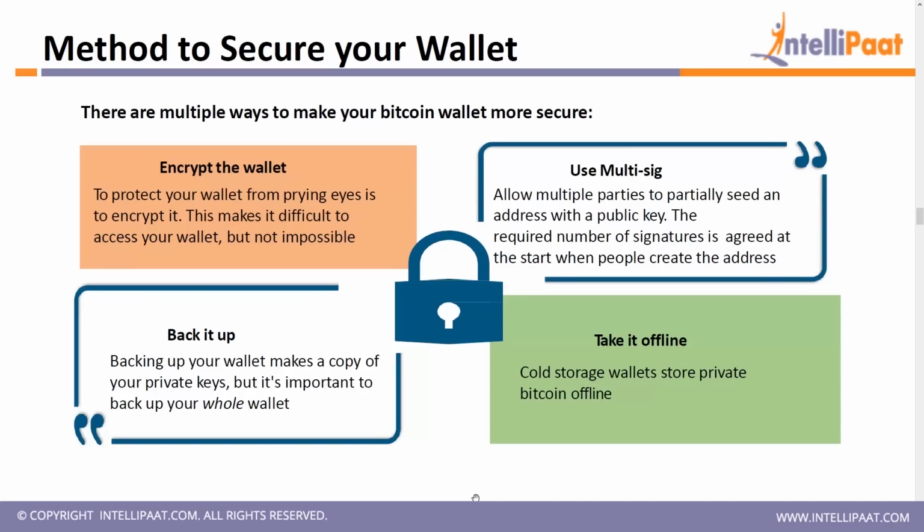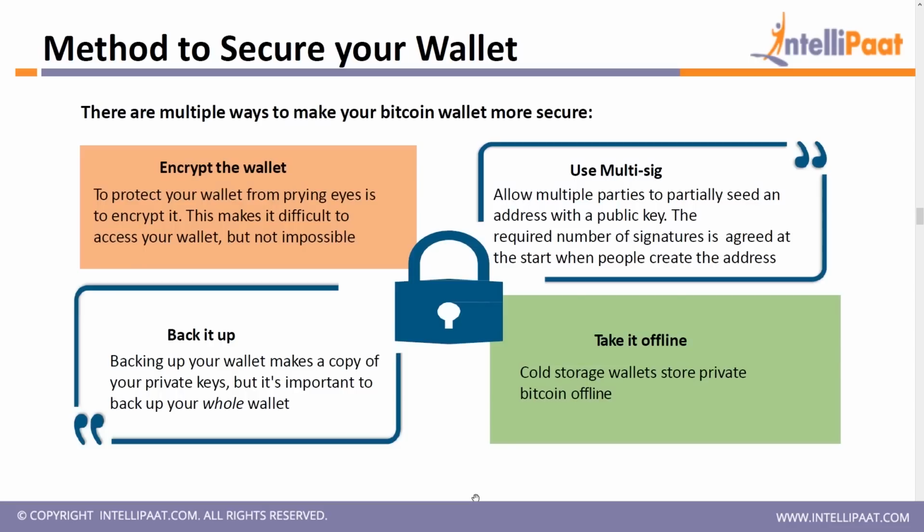There are multiple ways to make your Bitcoin wallet more secure. You can encrypt the wallet, which is one way to protect it from prying eyes. This makes it difficult to access your wallet, but not impossible. You have to use a public and private key pair in order to encrypt the wallet, and while using it you have to use a decrypted version of it.